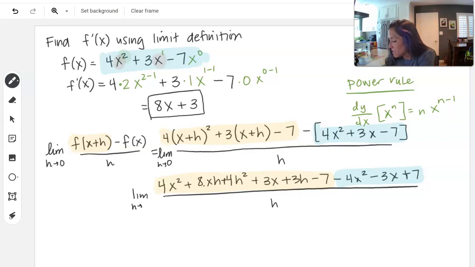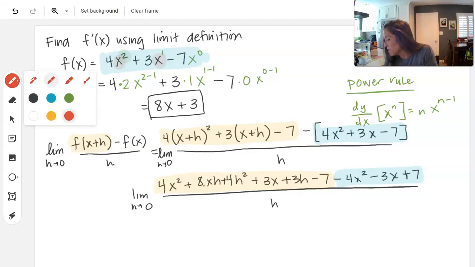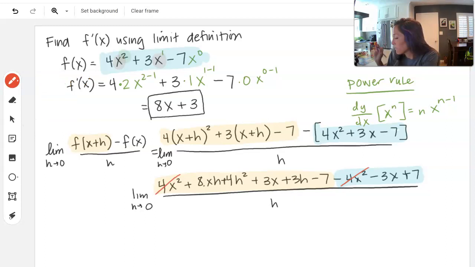But now what should happen is a bunch of things should cancel, and we should be left with stuff that we can factor an h out of so that we don't have our 0 over 0. Because right now if we were to plug in, we'd have 0 over 0. So let's go ahead and look around. Minus 4x squared and 4x squared, 3x and minus 3x, minus 7 and plus 7, adios.